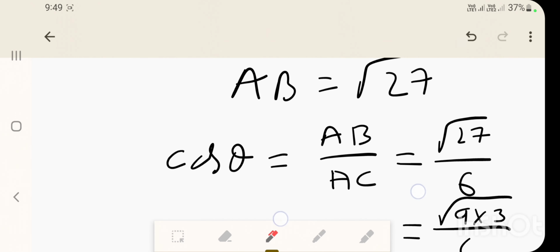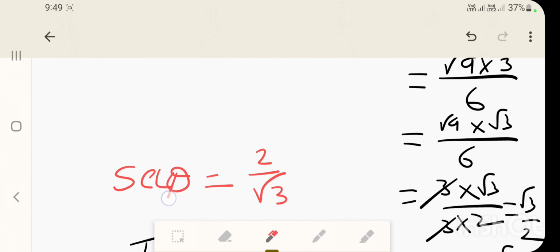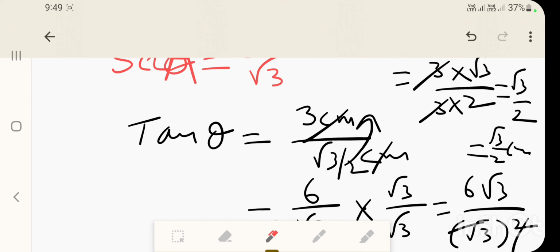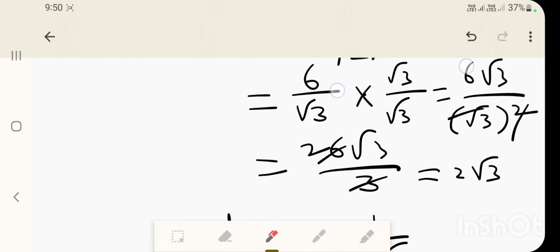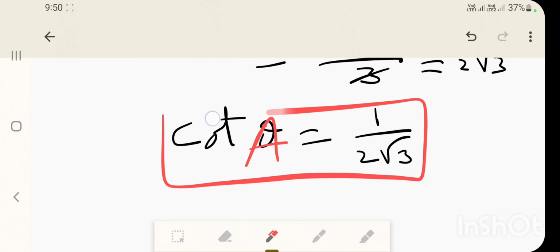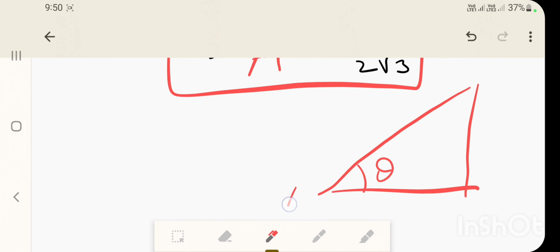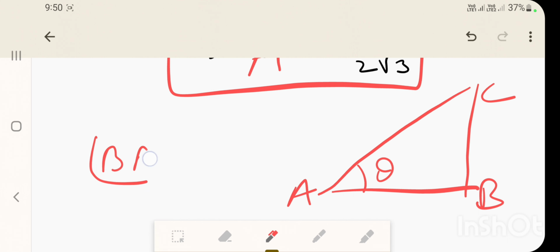So here cos theta I have written, it is cos A, and secant A, and theta A you can take tan A. Okay, so this is cot A. Theta you can take, basically when we take a right angle triangle, here we can take it as theta. This is A, B, C coordinates. You can write angle BAC, which is the angle of A, even as theta also.